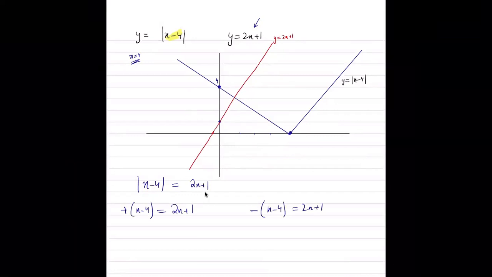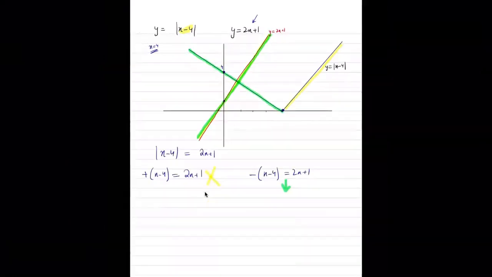Agreed? Yes. But I also told you that this is the positive part and this is the negative part. Do you see any solution between this positive part and this line? No. So clearly we are not going to have any solution from here. But if you see this, the negative part and this line do have an intersection point. Yes. Okay. So if we solve this, we are going to get the answer.